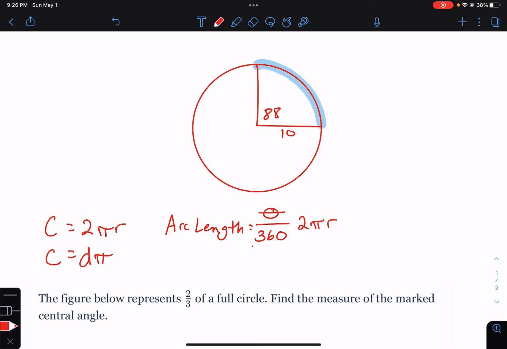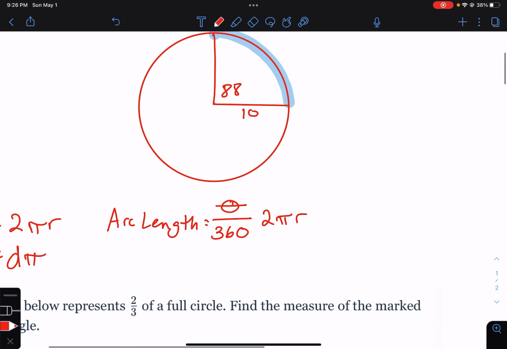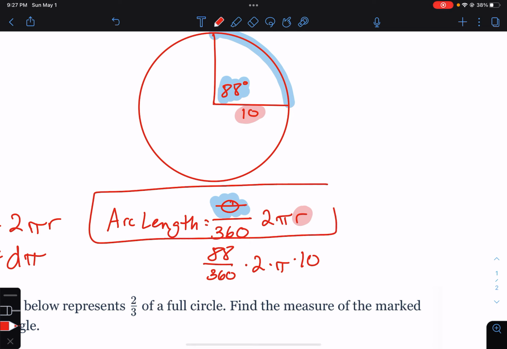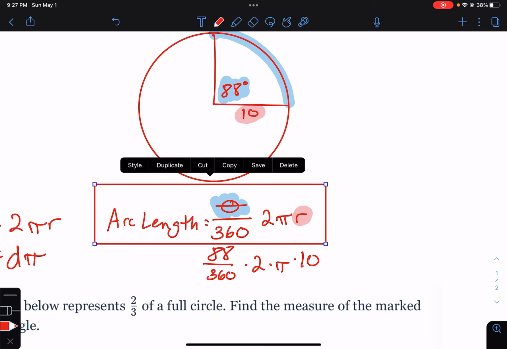So this here is essentially the fraction of the circle that you're looking at. For the example I put here, we would put our degree measure, the 88, right here, and then put the radius in, which would go right there. So essentially it would be 88 over 360 times 2 times pi times our radius, which is 10. Make sure you have this formula written down because it is going to come in handy throughout the lesson.